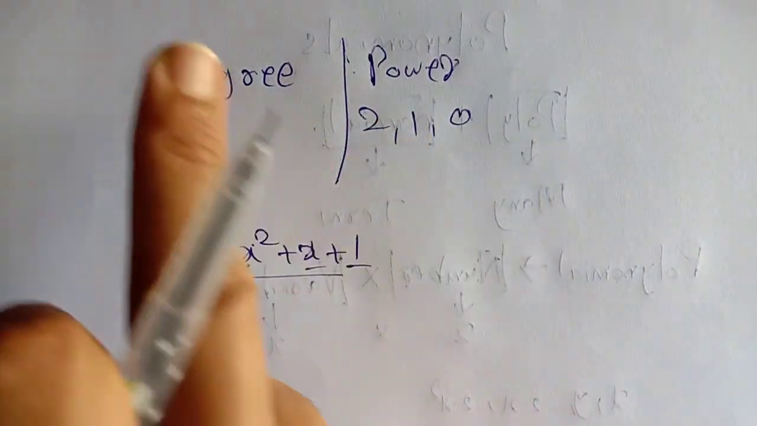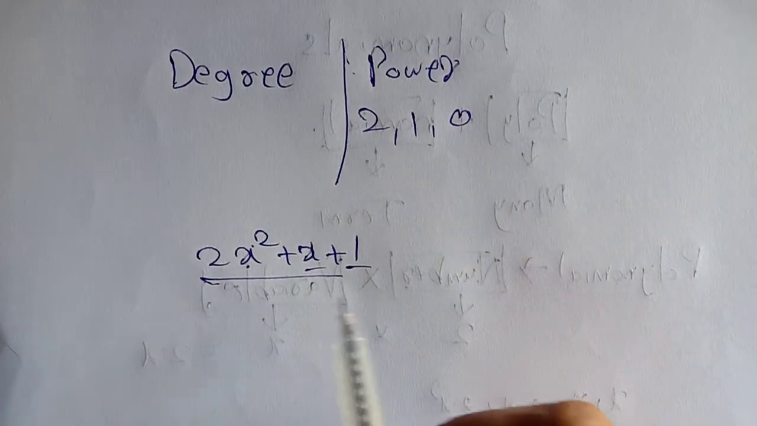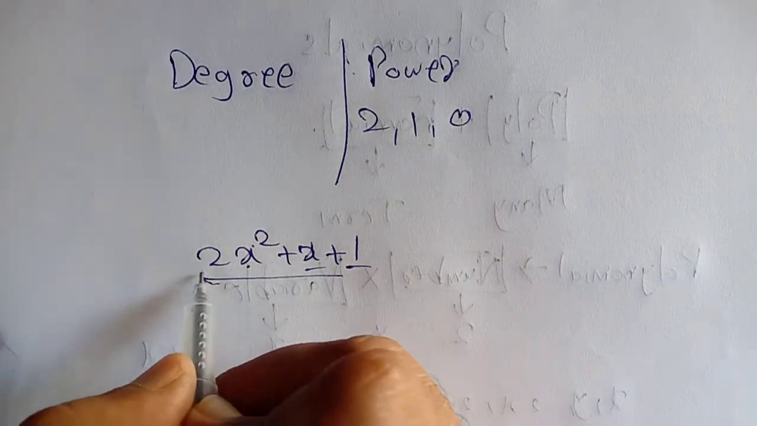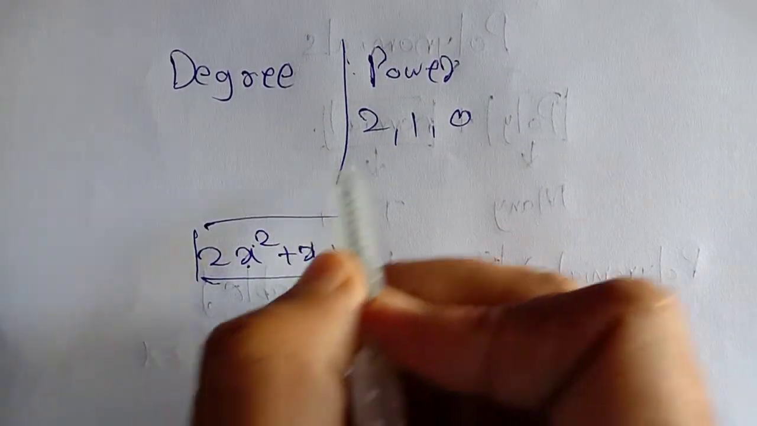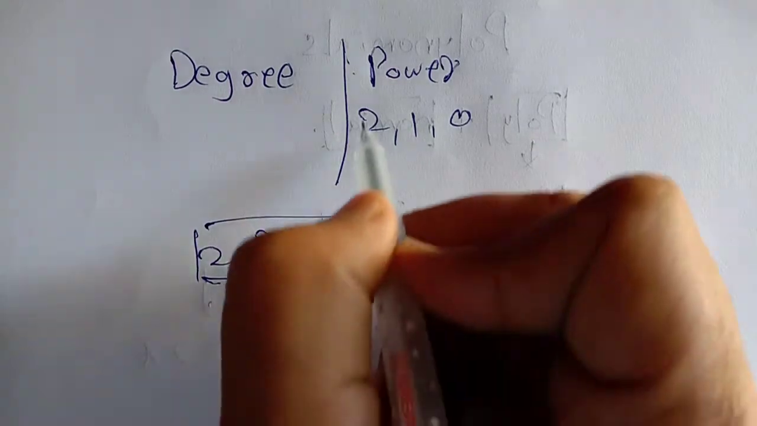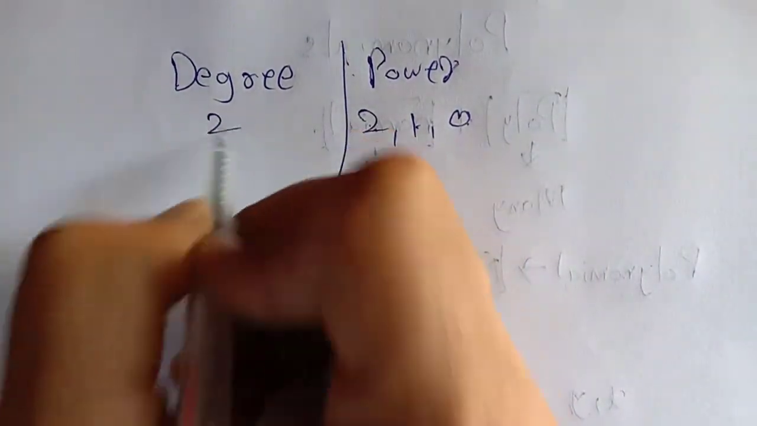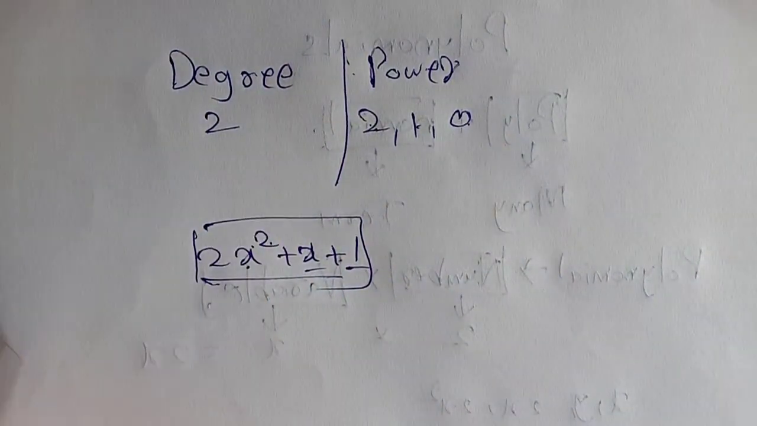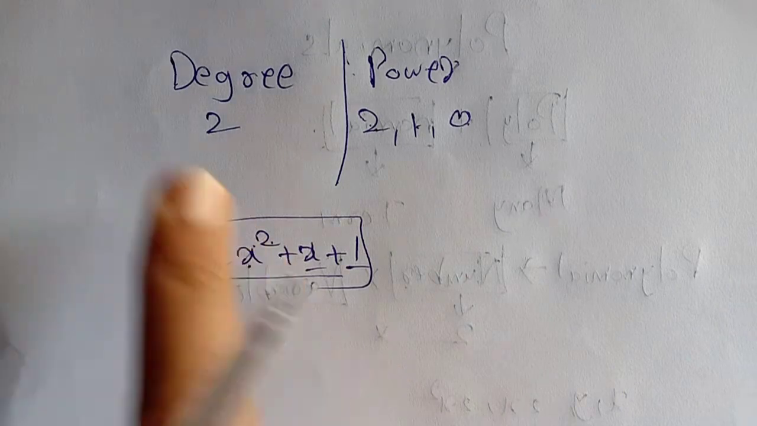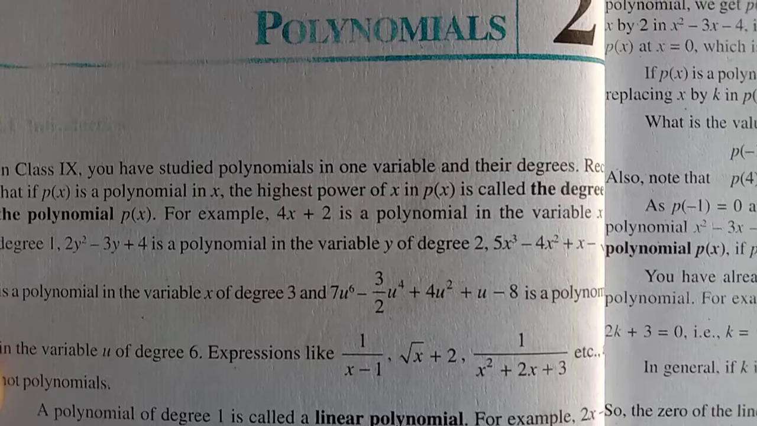So let's come to the degree. What is the meaning of degree? Actually, you have to see the highest power in the given expression. Which is the highest power here? You can see here, because we have written all the powers here. 2 is the highest power. So 2 is the degree. Like this, you have to understand which is the highest power. That is the degree. Okay, students, I hope you understood this difference between power and degree.